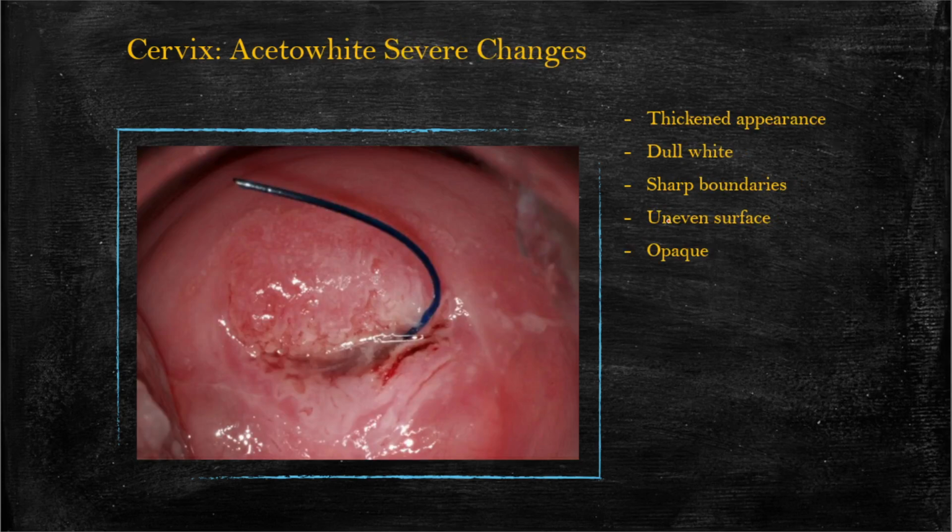So severe aceto-white changes tend to have a very thickened appearance. They tend to be kind of dull white, sharp boundaries. They have an uneven surface at times, and they appear kind of opaque. Also, the more dysplastic the cells, the quicker it takes up the aceto-white, so it tends to be a very sudden change in appearance when the Q-tip with the aceto-white is first applied. The areas we're looking at down here, and possibly this area up here. This area looks like it has maybe a little ridge right there.